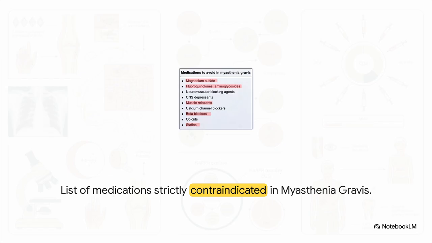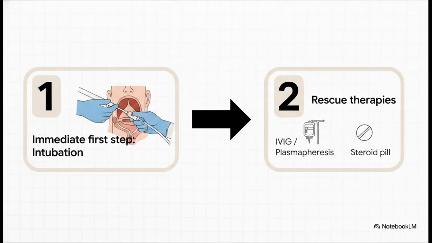Now, certain medications are strictly contraindicated in myasthenia gravis. Fluoroquinolones, magnesium sulfate, and beta blockers will directly block neuromuscular transmission. If you administer any of these, you can easily trigger a life-threatening exacerbation. If a myasthenic crisis does occur, often triggered by infection, surgery, pregnancy, or one of those contraindicated meds, the patient will show up with severe oropharyngeal weakness and respiratory insufficiency.